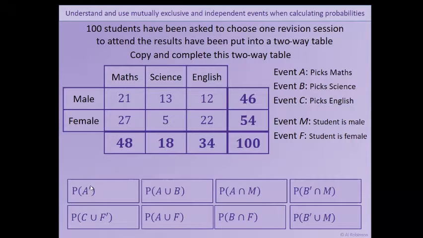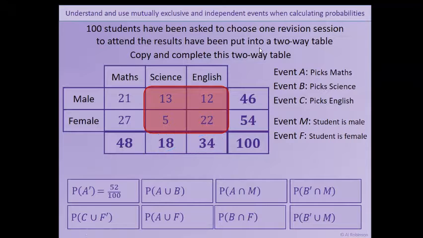Probability of A complement, so not A. The probability of not A occurring, so doesn't pick maths. So how many students don't pick maths? That's going to be here and here. So it's going to be 18 plus 34, and that's going to give me 52, all right?